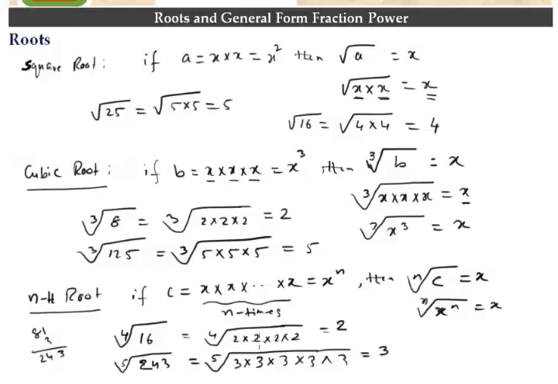So, in this way, we can write any higher order root. So, in general, square root, cubic root, nth root. Square root means just the root sign. Cubic root means root sign and 3 there. Nth root is root sign and n. So, for example, fourth root, root sign and 4. Fifth root, root sign and 5. This is how we can write any order of root.